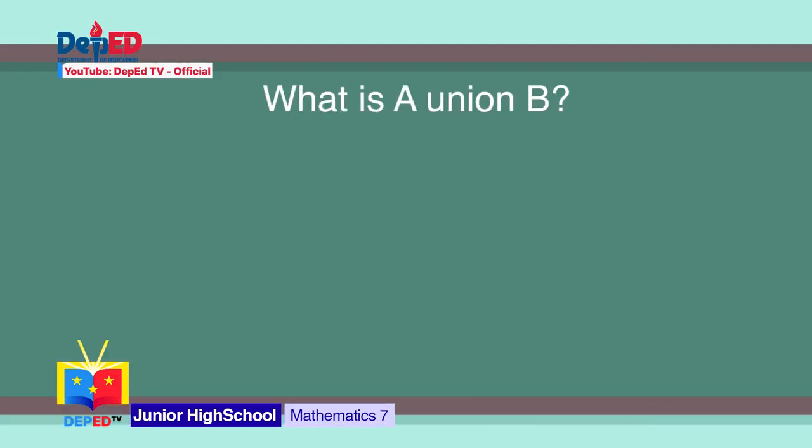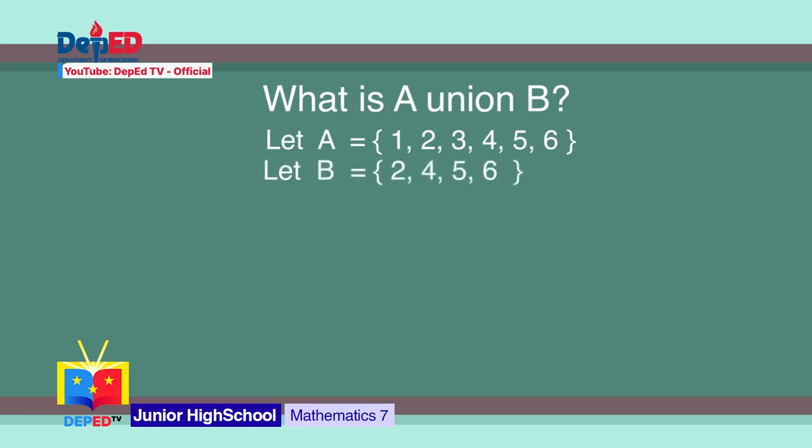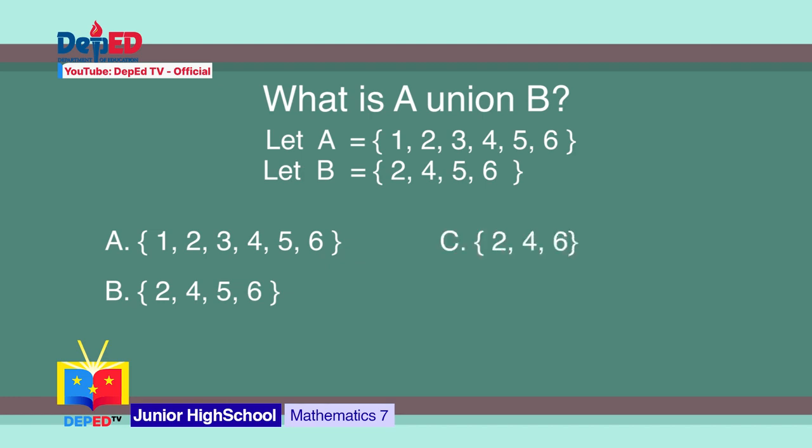For the first two items, let set A consist of numbers 1, 2, 3, 4, 5, and 6, while set B consists of 2, 4, 5, and 6. Which of the following is the set describing A union B? A. The set which consists of 1, 2, 3, 4, 5, and 6. B. The set which consists of 2, 4, 5, and 6. Or C. The set which consists of 2, 4, and 6. Or D. The set which consists of 1, 3, and 5.